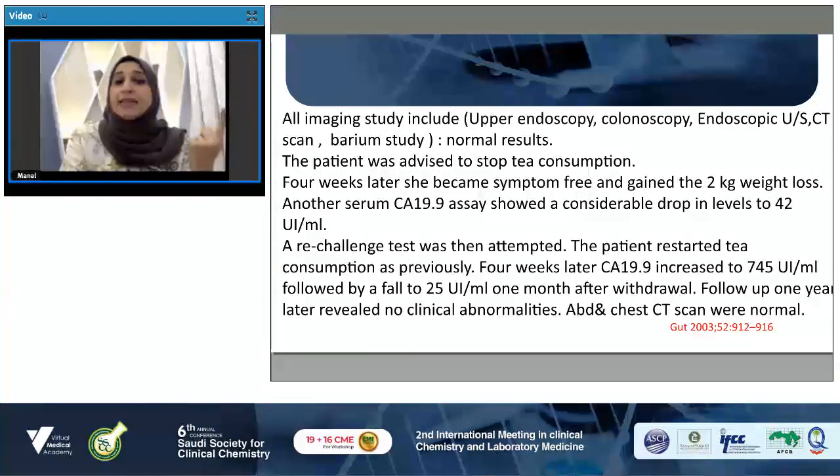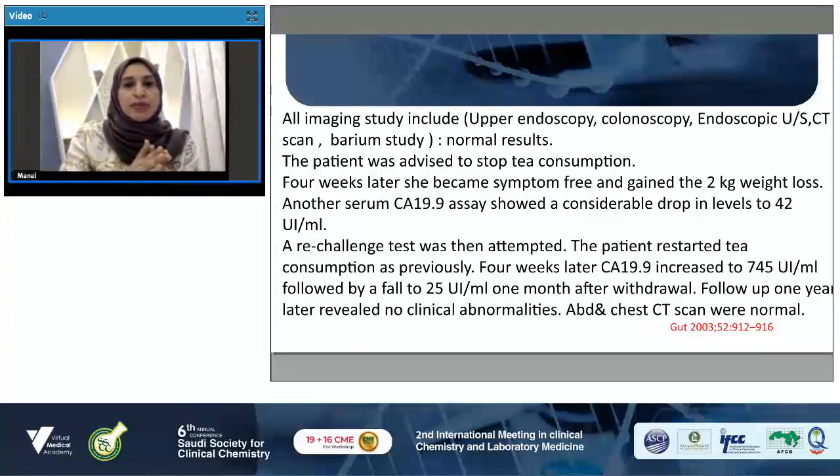And then it clicked that she's consuming a lot of black tea. So they advised her to stop. After 4 weeks, they reassessed her CA19-9, which had dropped to 42. The patient also said that she gained 2 kg during those four weeks. To prove it, she went through a re-challenge.